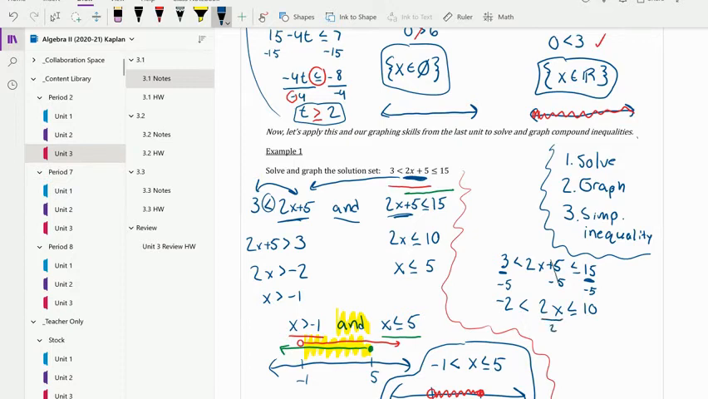Now again, divide by 2, and I'm going to do that for both sides. Divide negative 2 by 2 and divide 10 by 2, and we get, well, negative 2 divided by 2 is negative 1, less than, now we're just left with x in the middle, is less than or equal to 10 divided by 2 is 5. And there you go. You end up with the exact same thing, but it's going to take a little less work.